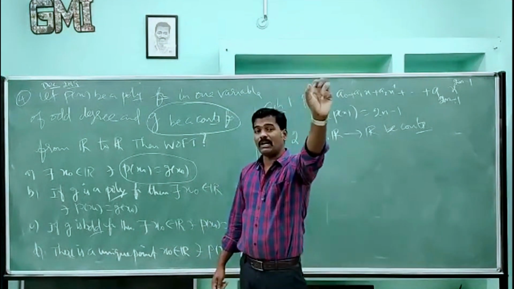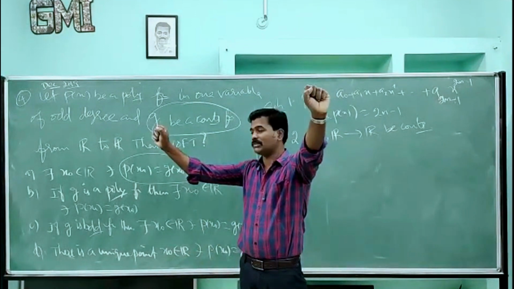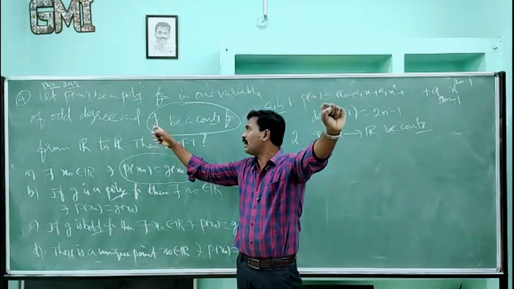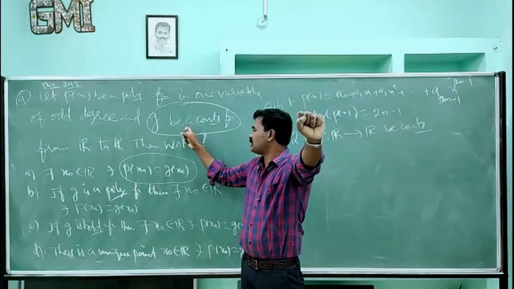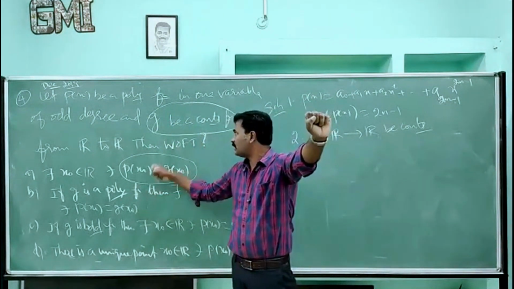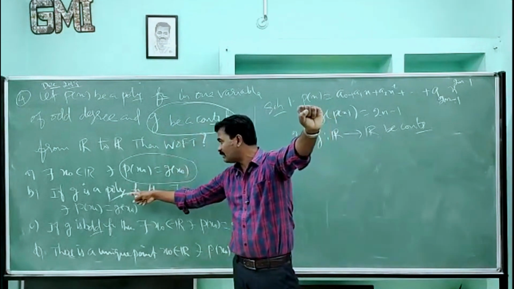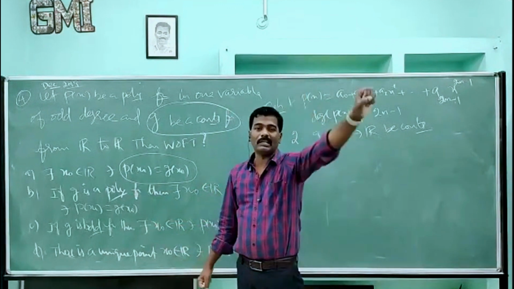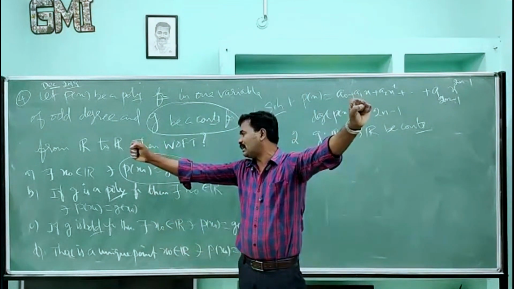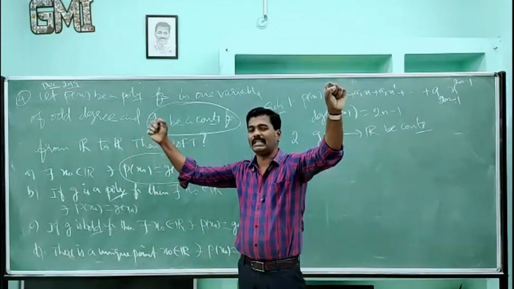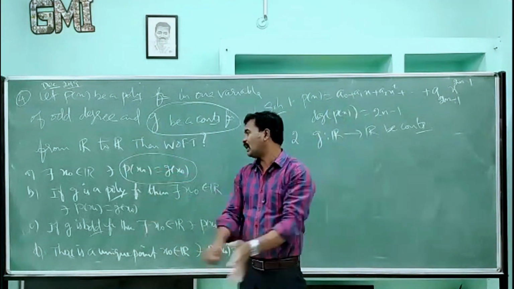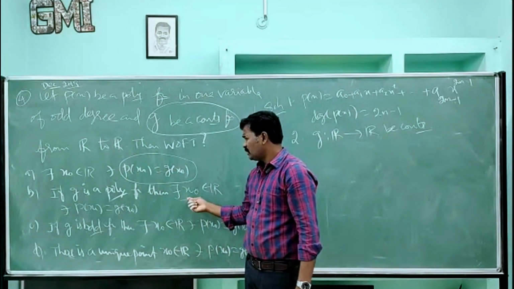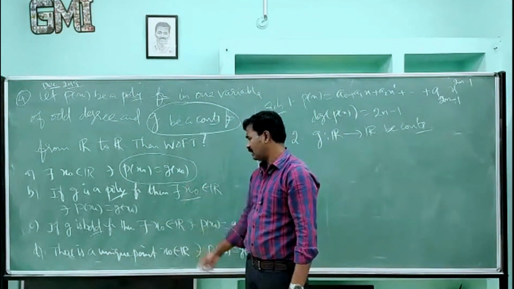What about the second option? Given already P of x is an odd degree polynomial and G is a continuous function. Now the second option gives a very strong extra hypothesis: G is also a polynomial. P is an odd degree polynomial and G is any polynomial, and they always meet at least one time. That is the meaning of option B.